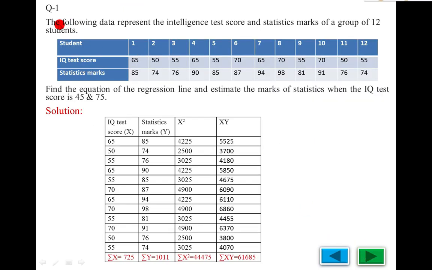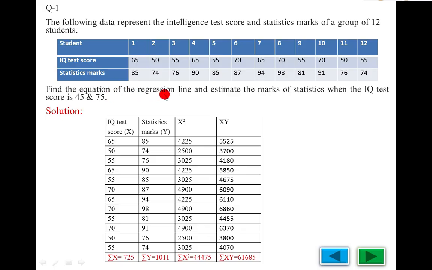So the first question: the following data represent the intelligence test score and statistics marks of a group of 12 students. The number of students is 12, the IQ test score of the first student is 65, second 50, and so on, and the statistics marks of this student are 85, this student 74, and so on. This is paired observation, because this is the IQ test of the same student and this is the statistics marks of the same student.